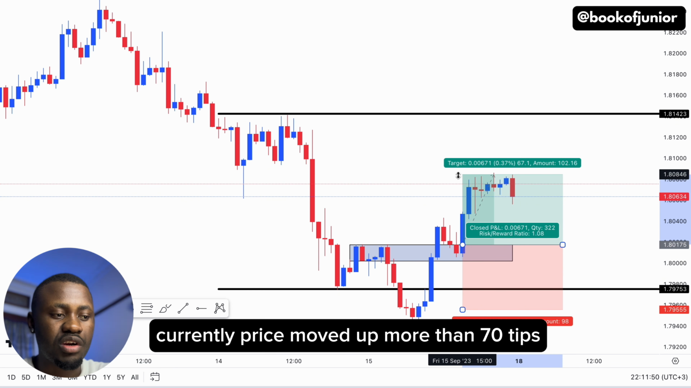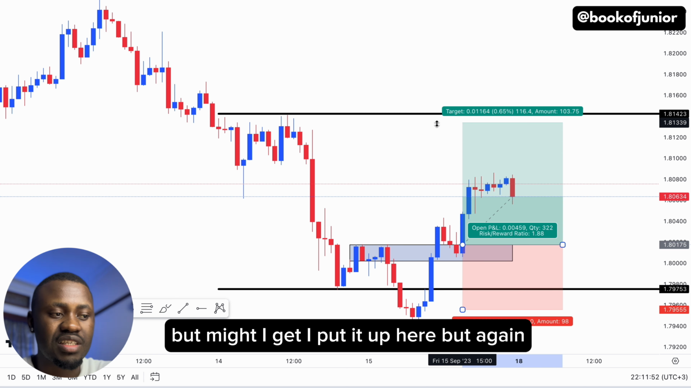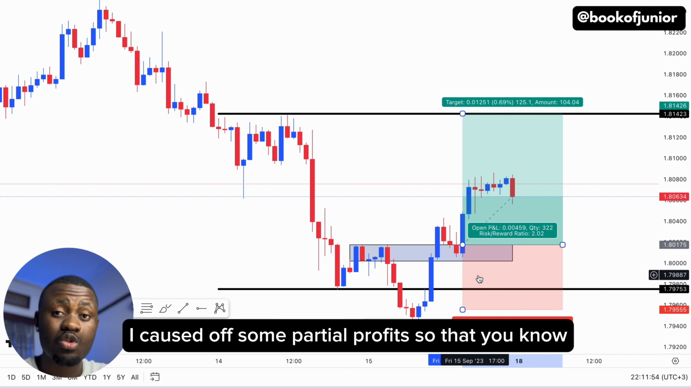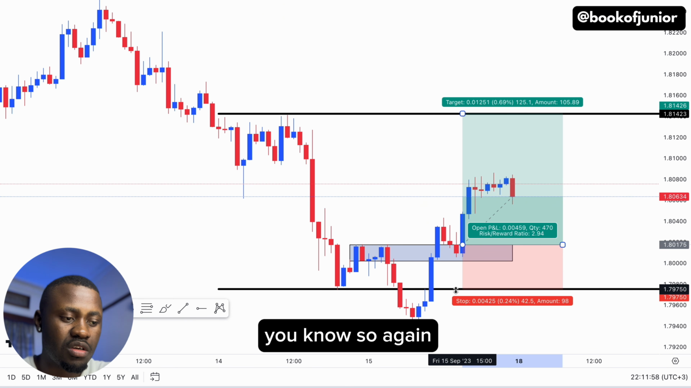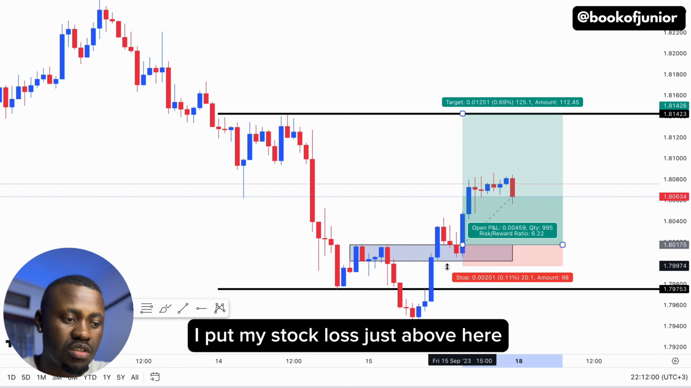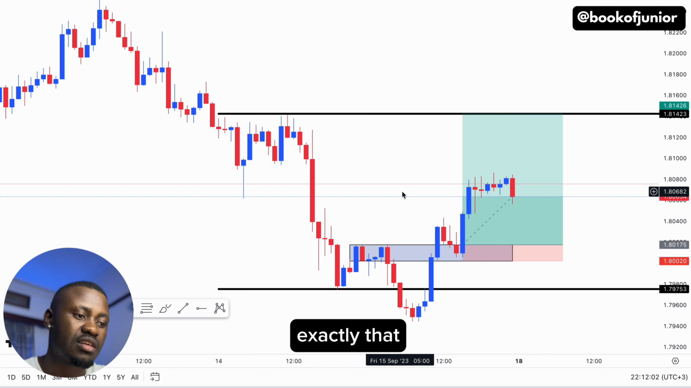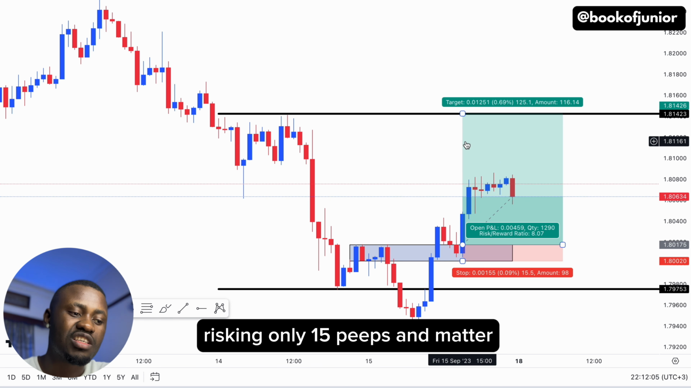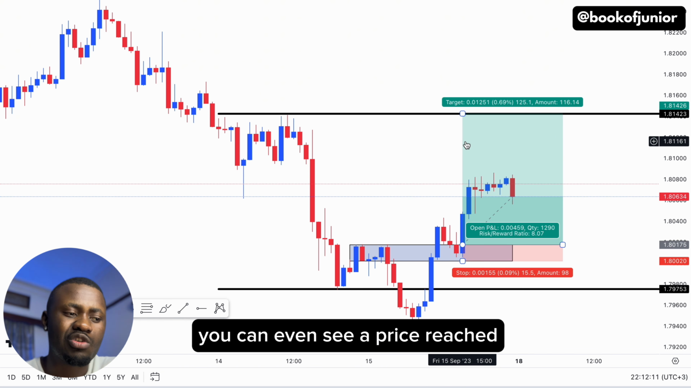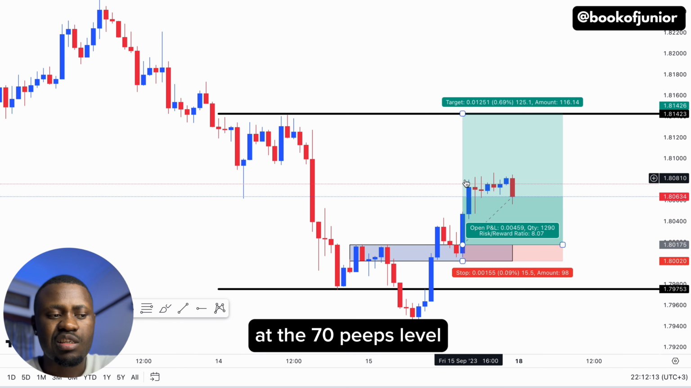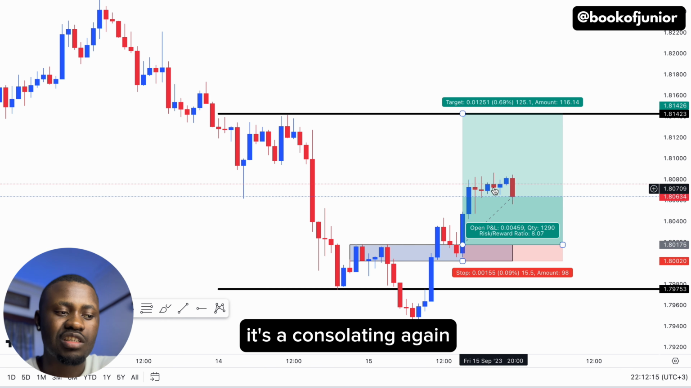As you can see, currently price moved up to more than 70 pips, but my target, I put it up here. But again, I cashed out some partial profits, so that you can take some money home since it's day trading. So again, I put my stop loss just above here, exactly there. As you can see, traders, risking only 15 pips, and my target was more than 50 pips, but again, I took out 50 pips because again, you can even see where price reached the 70 pips level. It started consolidating again, as you can see.